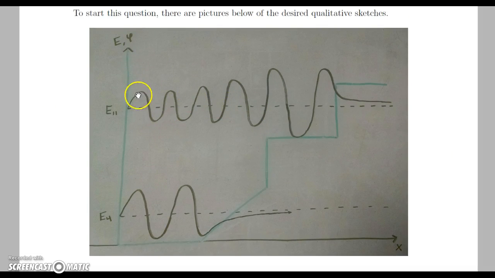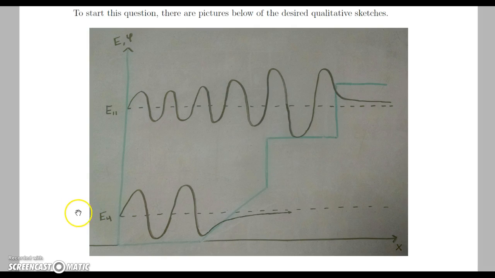Okay, so for the first one here, we notice at the left we have an infinite square well where the particle or wave function will start. And then we have a constant 0 potential. Then we have a linearly increasing potential, and then we have 2 jumps, but both finite. So here we have the 4th energy eigenstate and the 11th energy eigenstate.